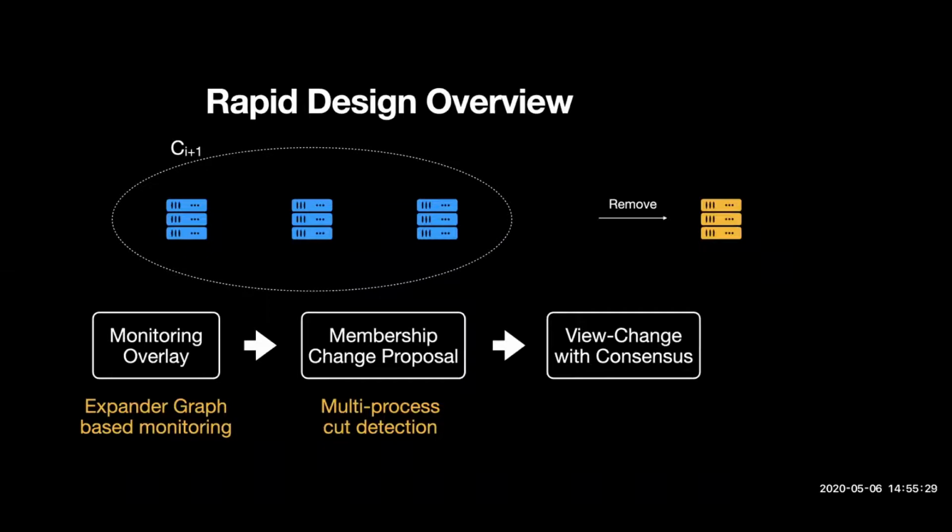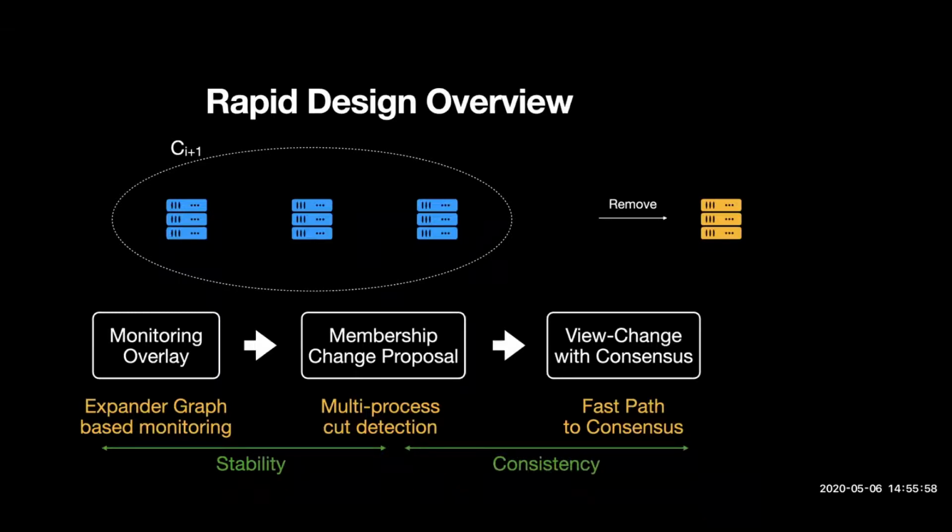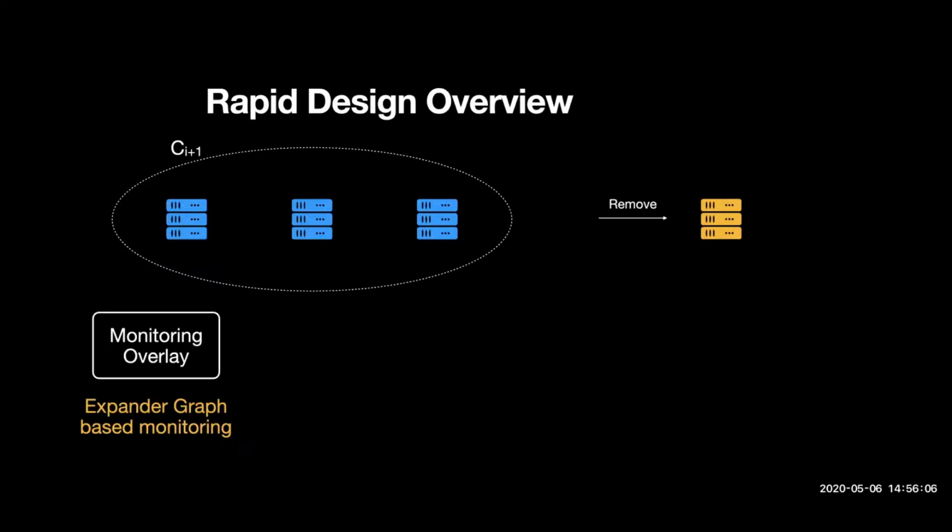and the nodes basically generate a cut of the new nodes present in the system. Multi-process cut detection gives almost everywhere agreement with high probability, which we'll see in subsequent slides, and which they finalize by using a consensus protocol to achieve everywhere agreement. The first 2 parts help in providing stability, and the last 2 parts help in providing consistency. So let's jump into the expander graph based monitoring, and how the monitoring topology is set up in the system.